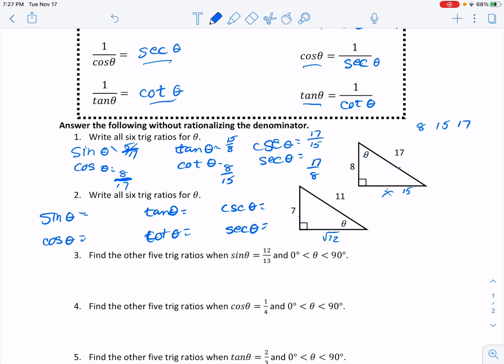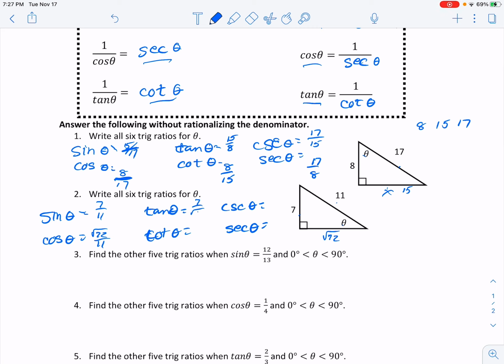Here's your angle. Opposite over hypotenuse, 7 over 11. Root 72 is the other side. Tangent, 7 over root 72. I'm not even going to rationalize it. You do not need to. Cotangent is root 72 over 7. Cosecant is the reciprocal of the sine, so 11 over 7. Secant is the reciprocal of cosine, so you get 11 over root 72. That's a 72. I'm really bad at those.